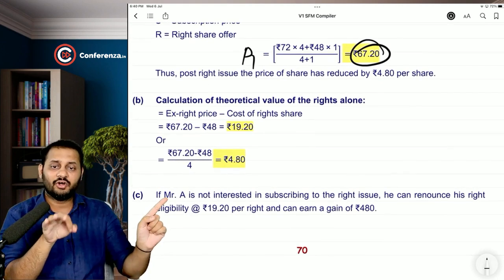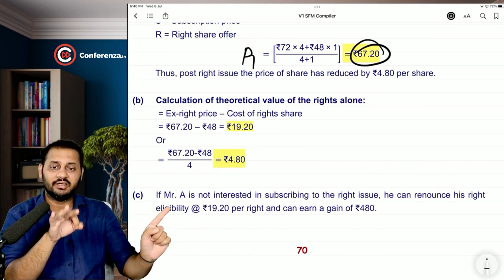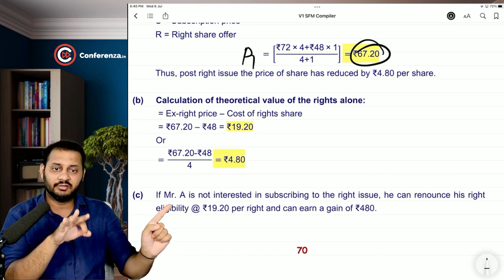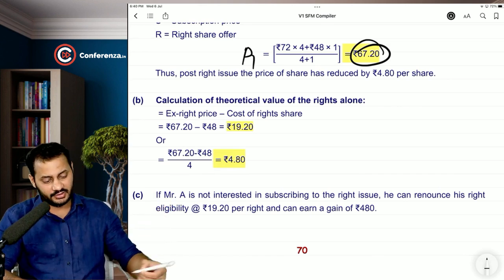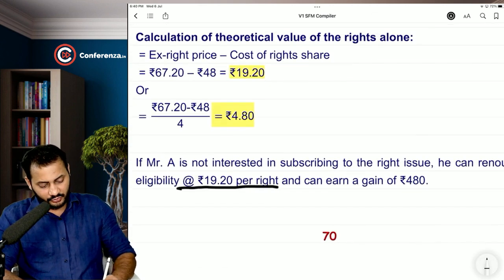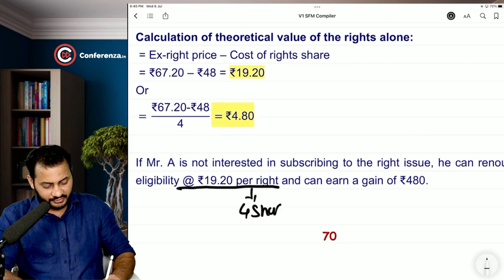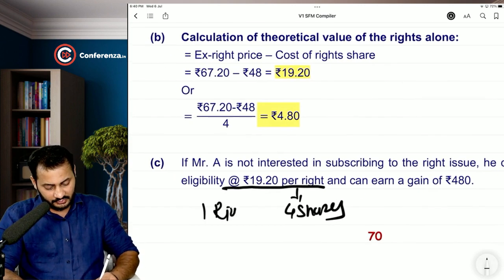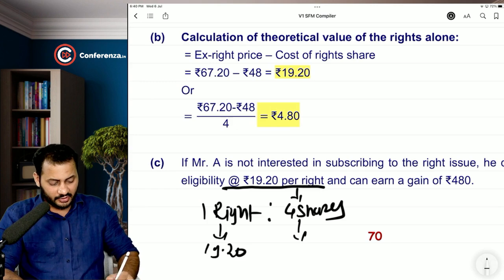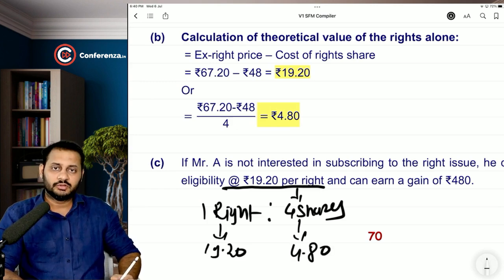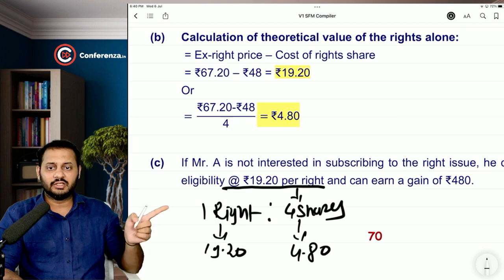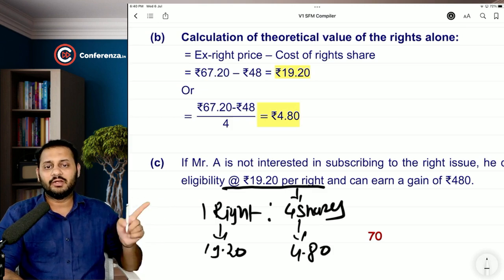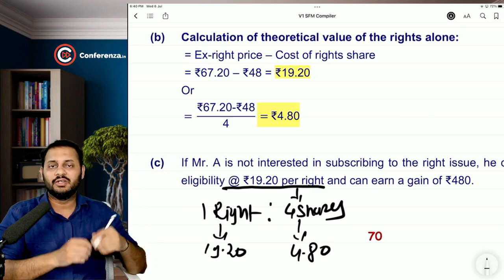If Mr. A is not interested in subscribing to the right issue, he can renounce his right eligibility at 19.20 per right and can earn a gain of 480 rupees. See how 480 rupees, I will tell you. 19.20 per right. Per right was on 4 shares. Right? 1 right on 4 shares. So the value of the right is 19.20 here, and the value of right here is 4.80. So either you multiply 19.20 with the number of rights that you have received, or you multiply 4.80 with the number of shares that you have. You will get the same answer.